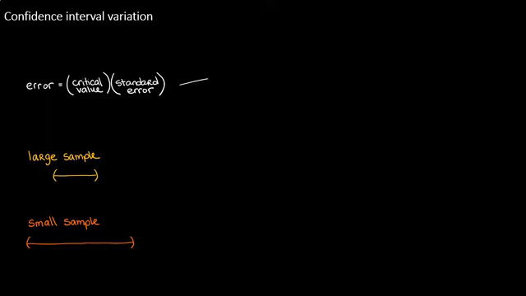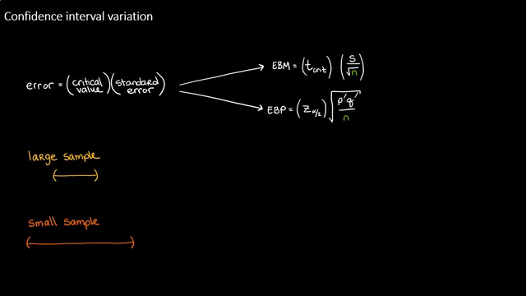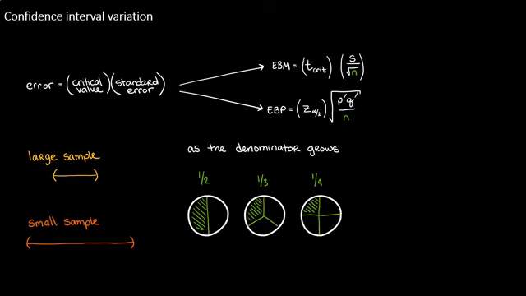The error calculation for a confidence interval involves dividing by the square root of our sample size. Because we're dividing here, we have to consider how the division of that sample size changes the quotient. So if we look at a couple of visual examples here, we have 1 divided by 2, 1 divided by 3, 1 divided by 4. As the denominator is increasing, the quotient is decreasing.